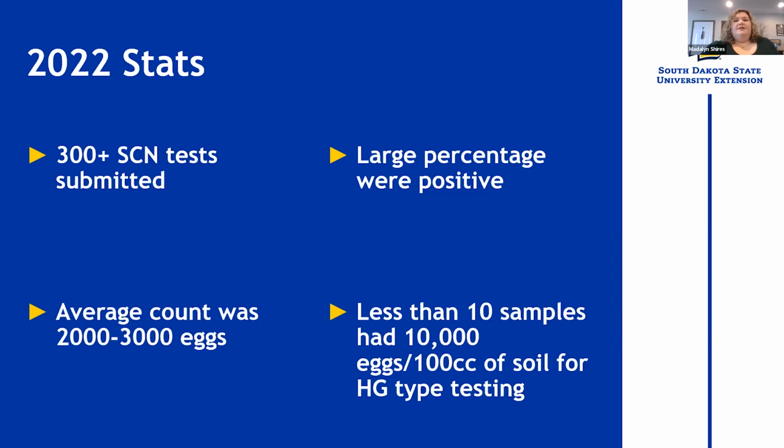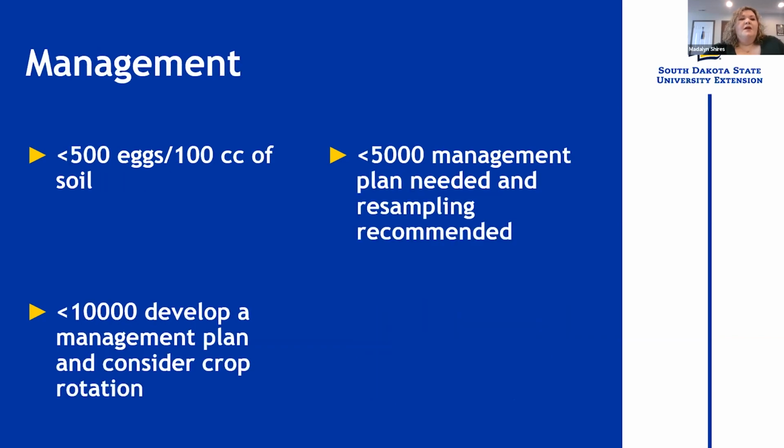So I talked to our diagnostician, Connie Tandy, and got a few stats from her for 2022. In 2022, we had over 300 SCN tests submitted by South Dakota growers. Most of those did have SCN at some level. The average count for 2022 was 2,000 to 3,000 eggs per 100 cc's of soil. We had less than 10 samples that met that HG type testing at 10,000 eggs per 100 cc's of soil. But we did have a few of those samples come in.